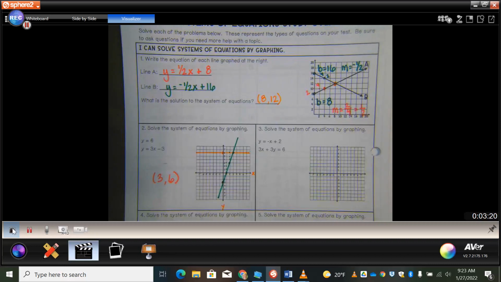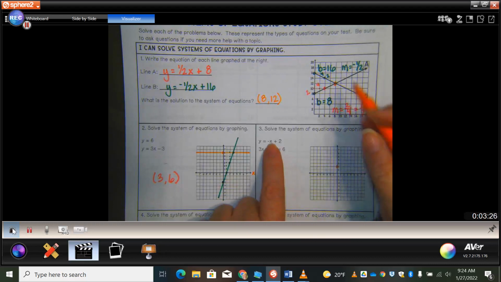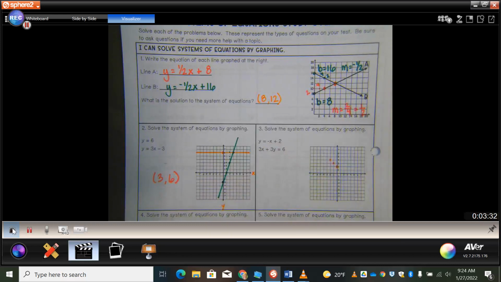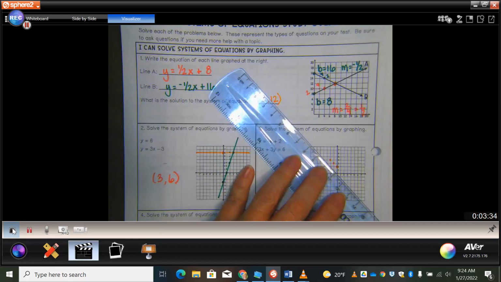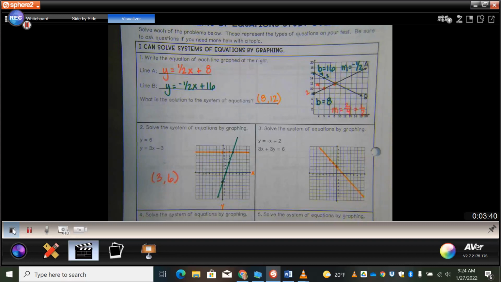For number 3, the first one we can graph starts at a positive 2. And the slope is negative 1, so that means up 1, backwards 1, up 1, backwards. We're going backwards because the slope is negative. Draw our line. Now the next one is not in slope-intercept form, so we must put it in slope-intercept form before we can graph it.